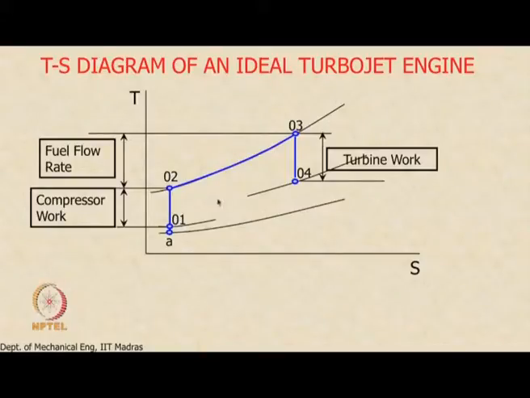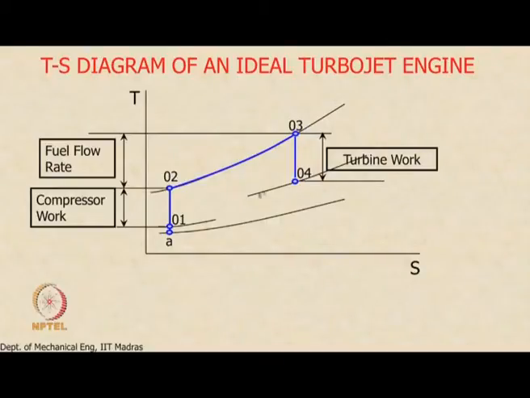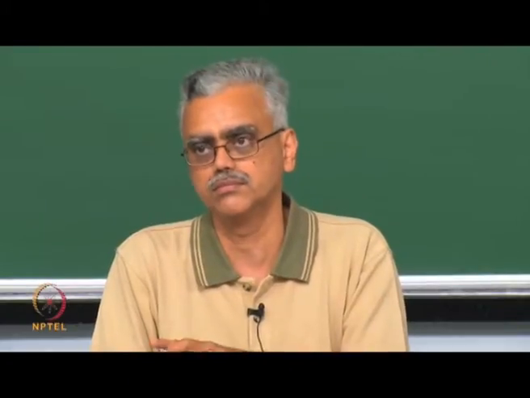Because the isobars diverge from each other, these two are equal numerically but not in this figure. The turbine work is equal to the compressor work, but in this diagram, T03 minus T04 will not exactly be equal to T02 minus T01. However, the work will be the same. So you must keep that in mind.